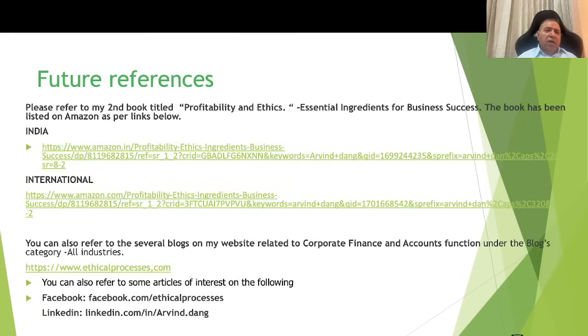Future references. You can refer to my second book, Profitability and Ethics, Essential Ingredients for Business Success. The book is listed on Amazon as per the links given below. There are chapters devoted to the six areas which I have talked about in this slide. You can also refer to some of the blogs on the website related to the corporate finance and accounts function, and also see some blogs on my website, Facebook and LinkedIn.